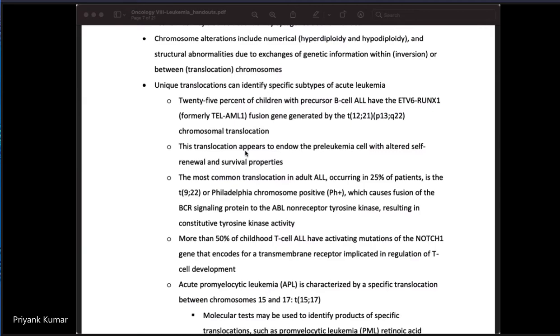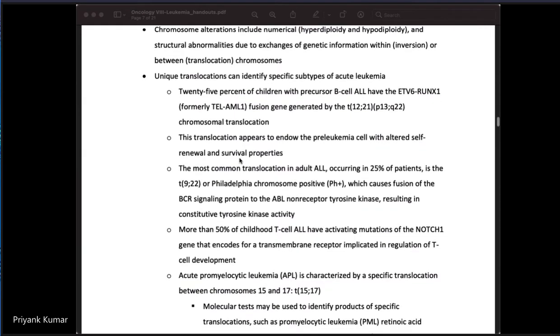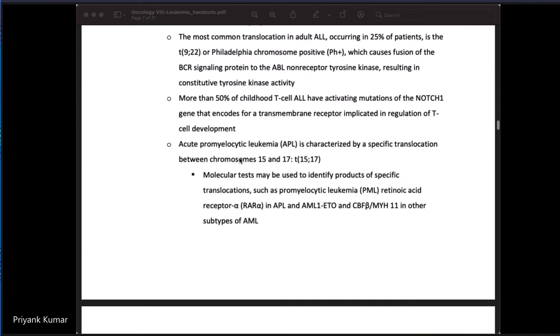Then the second one occurs in adult ALL: the t(9;22) translocation. We have been hearing about this translocation since the start of oncology. It's called Philadelphia chromosome positive, Ph positive.